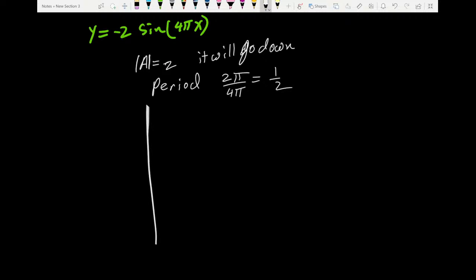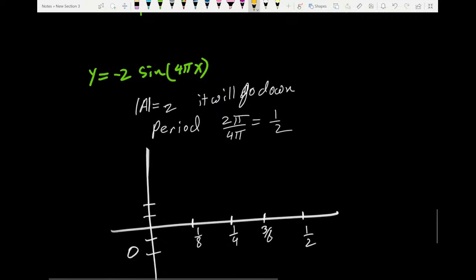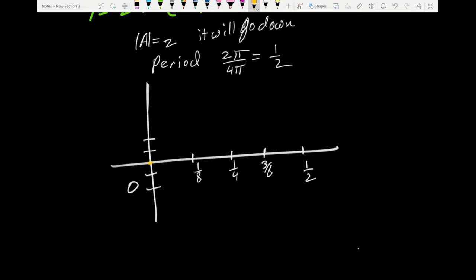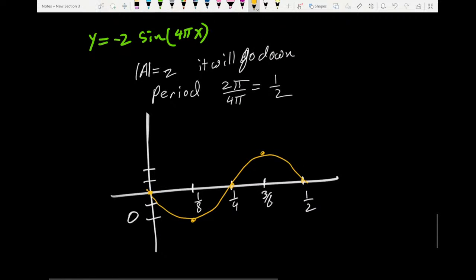So if I'm graphing this, it goes 0 to 1/2, 1/4, 1/8, 3/8, 1, 2, 1, 2. Since we're dealing with sine, it's going to go down first. Done. But what if I would have given you the problem y equals -2 cosecant of 4 pi x?